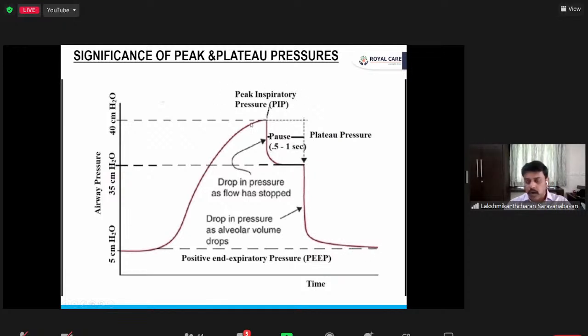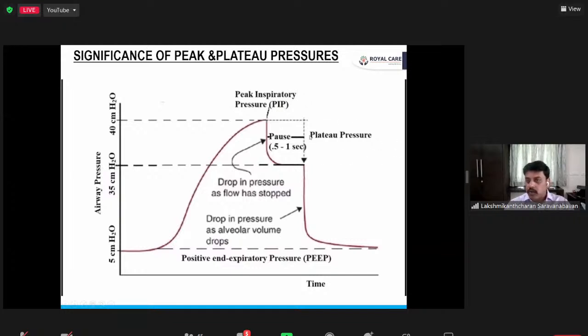But this peak pressure is not the only pressure that is important for us. The most important pressure is your plateau pressure. To know the plateau pressure, we give a pause at the end of inspiration. That is, we interrupt or pause the flow of air into the lungs and out of the lungs. So there is nil flow in the respiratory system. And when there is no flow, the pressure at the level of the distal alveoli, that is the distalmost part of your respiratory system, gets equated to the proximal airways, and that is measured in the ventilator as your plateau pressure.